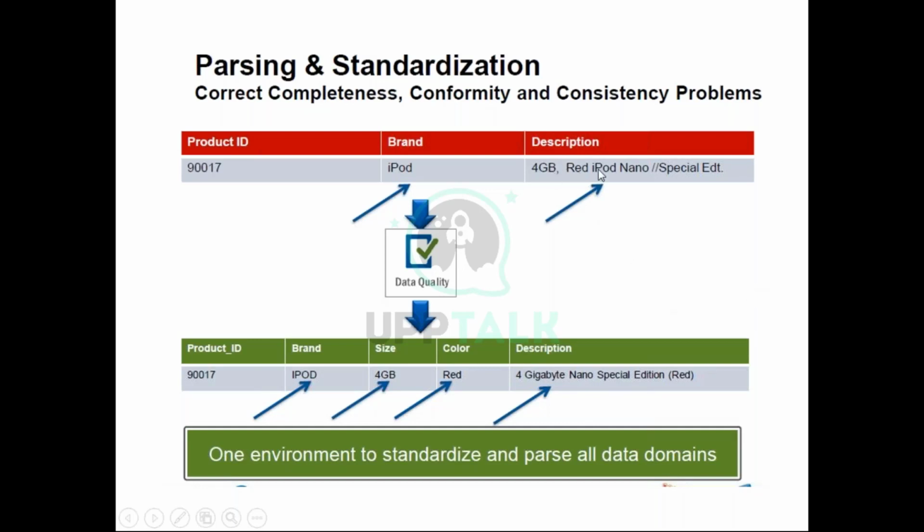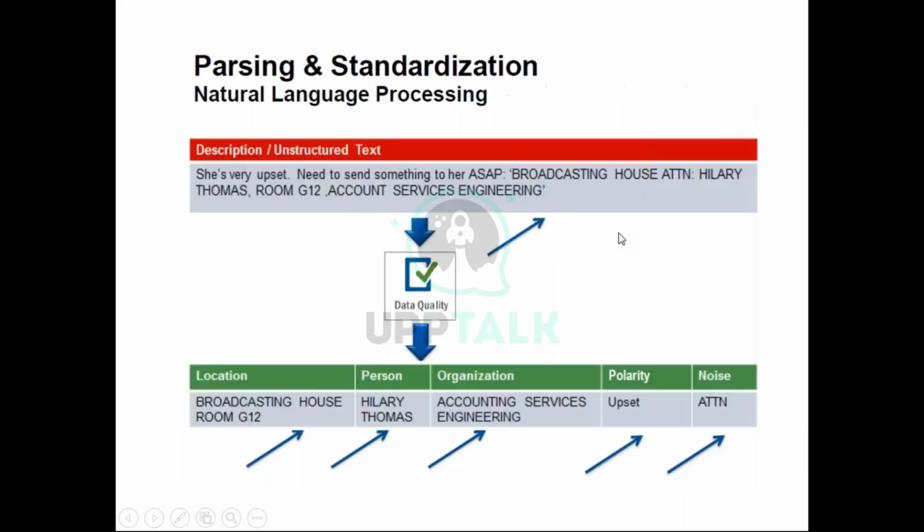But if I remove the 4G and the color from here, still I can see 4 GB nano special edition red. But here it's a different pattern. But using the parser and the standardization technique, I can fulfill my requirement with the proper patterns also. If the information is not available there also, I can retrieve this from the reference tables. So this is one more example.